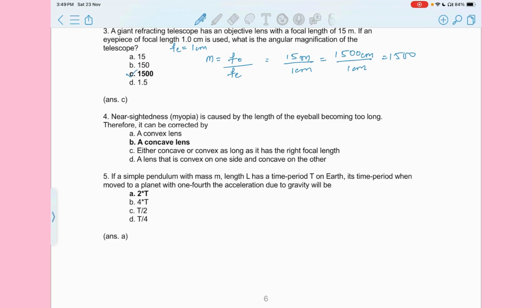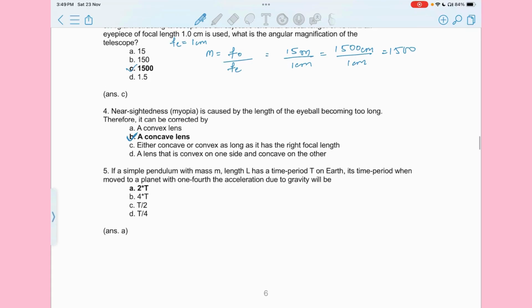Nearsightedness myopia is caused by the length of the eyeball becoming too long. Therefore, it can be corrected by. So again, it is a factual question about the various diseases of the eye, and for myopia we use a concave lens.